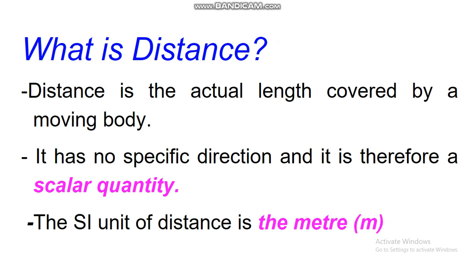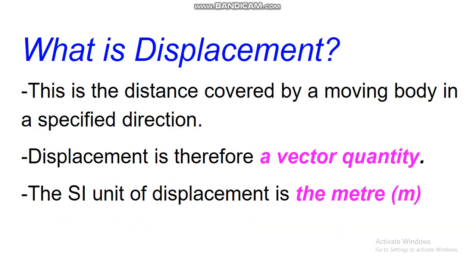The SI unit of distance is meter, abbreviated as small m. So sometimes when you're asked to state the SI unit of distance, you write in words. Just say the meter. Do not use a symbol.